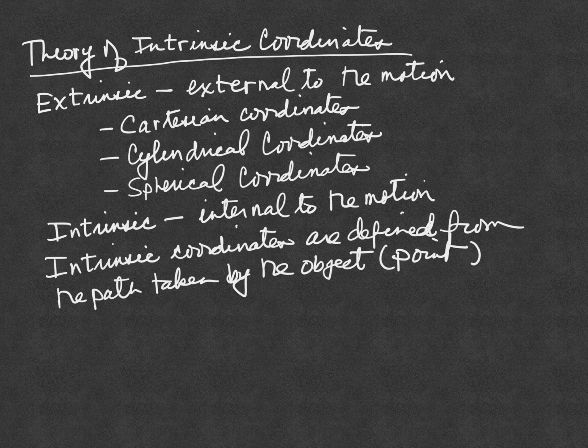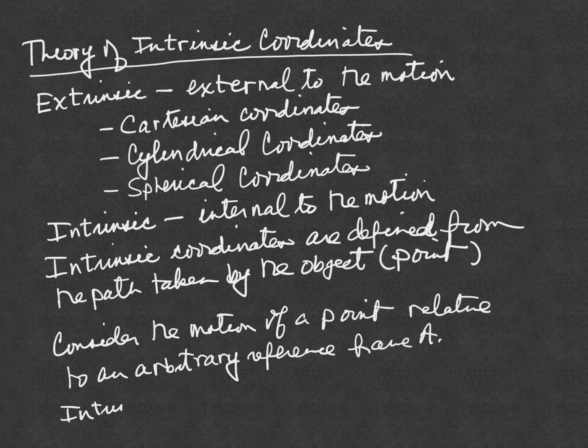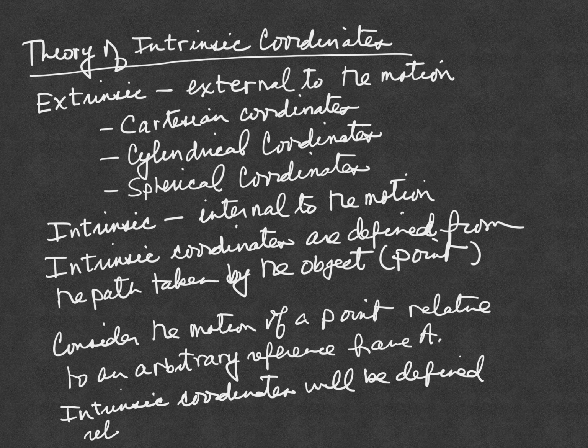So in order to get started, consider the motion of an object, in this case a particle or a point, relative to an arbitrary reference frame A. Now, the motion that we're going to observe will be relative to A. So the intrinsic coordinates will be defined relative to A. And here's what that picture looks like.